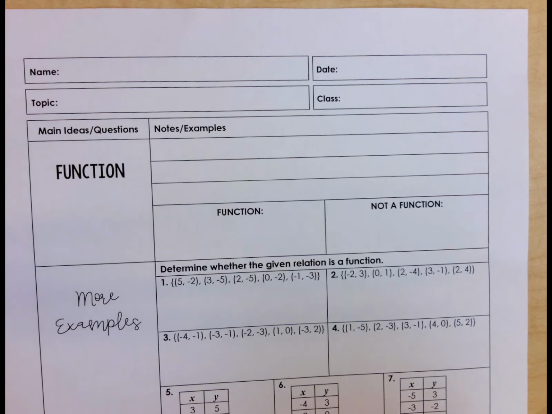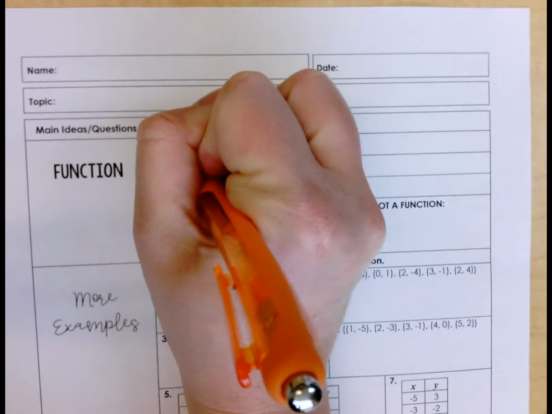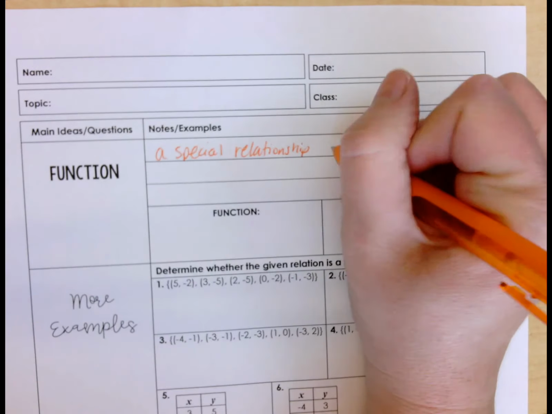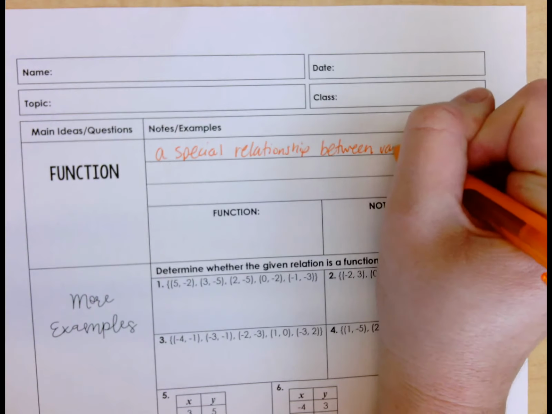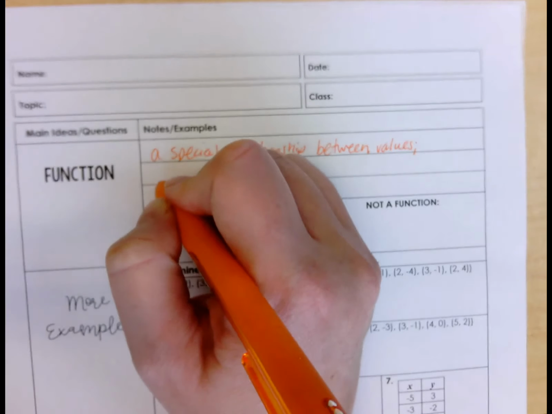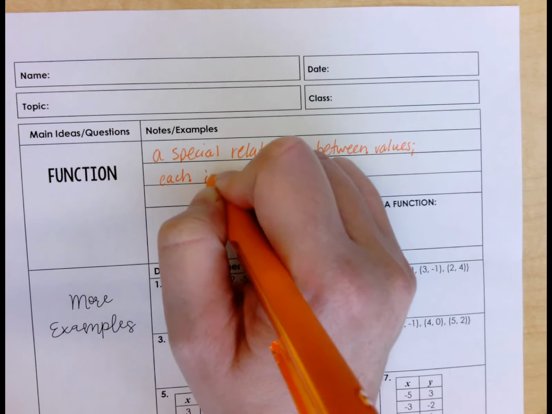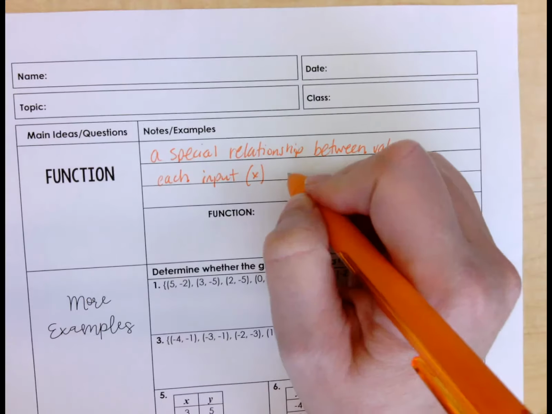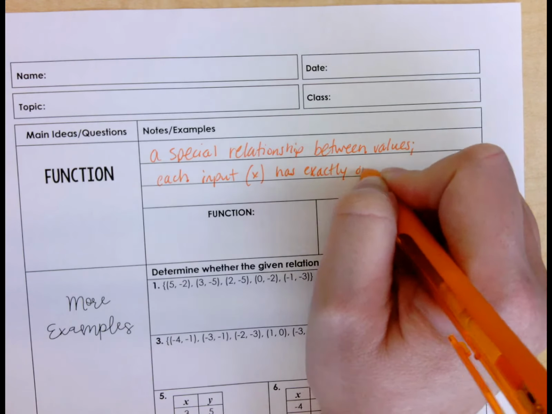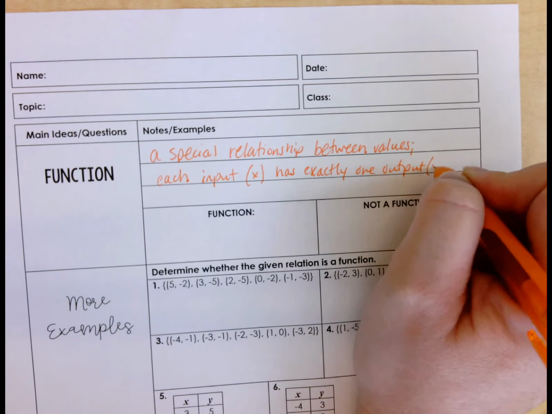Okay guys, so the last section that we're going to be working with today is functions. And so what we deal with functions is that a function is a special relationship between values. So a function is actually a special relation, not just a relationship, but a special type of relation where each input, which is the x value, remember we talked about that earlier when we talked about domain, has exactly one output, and that output is the y value.